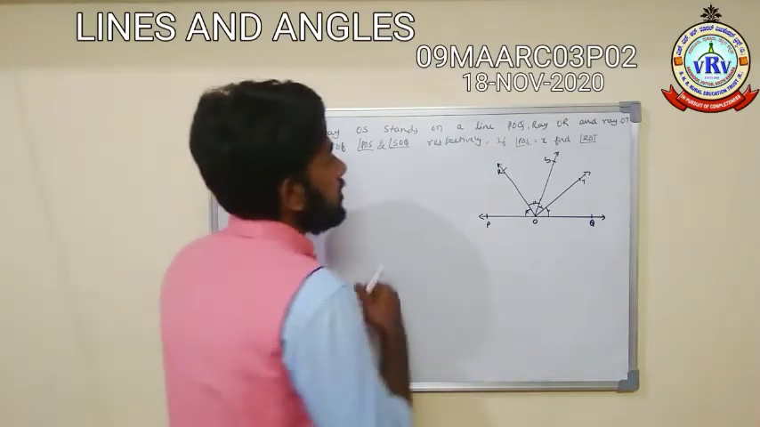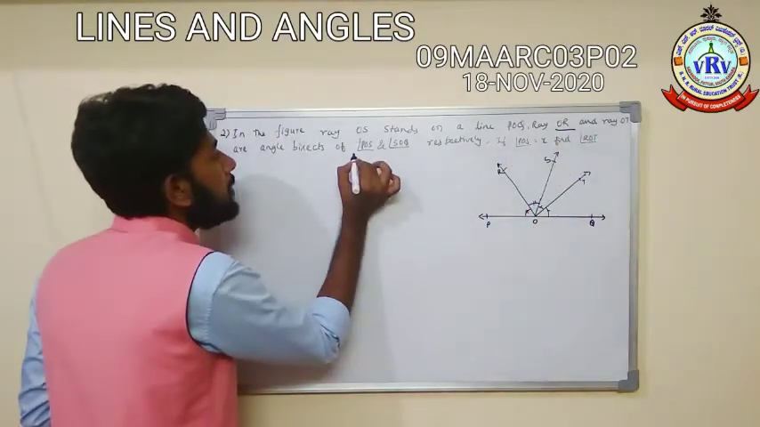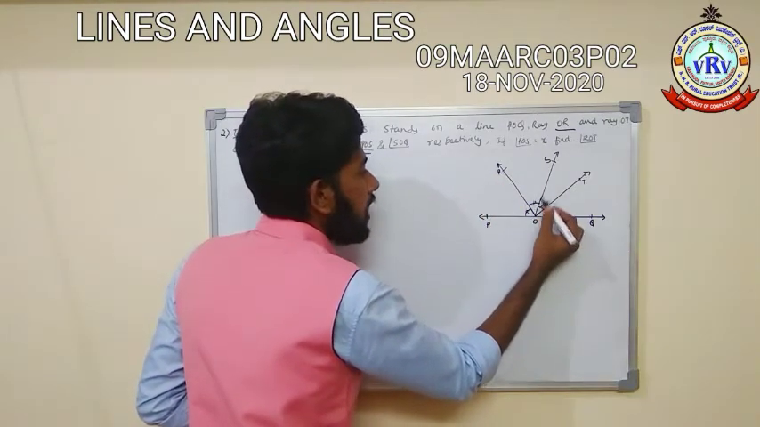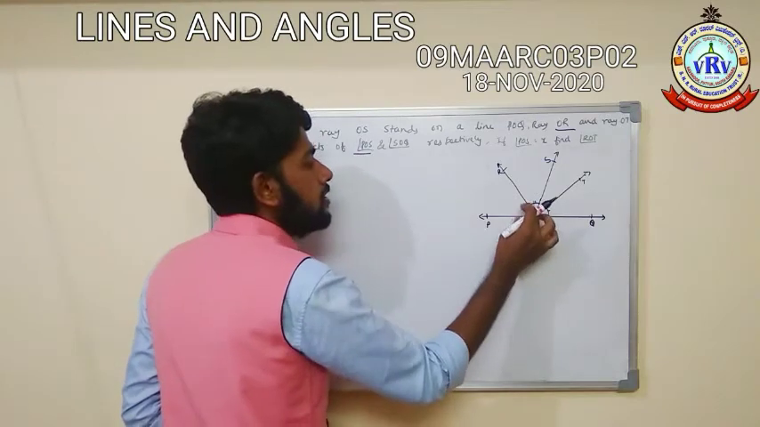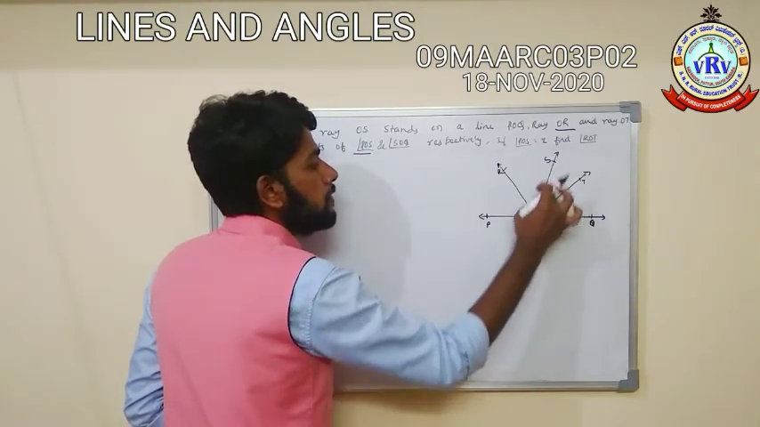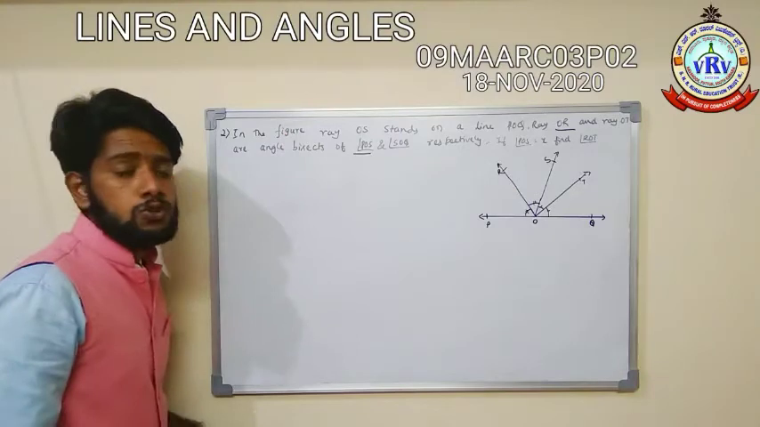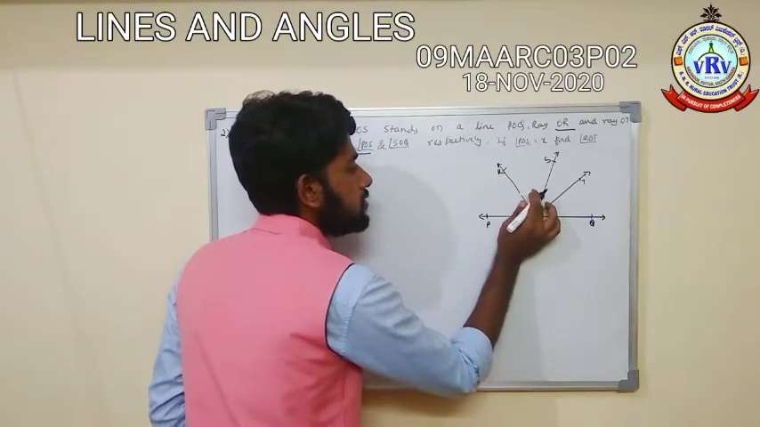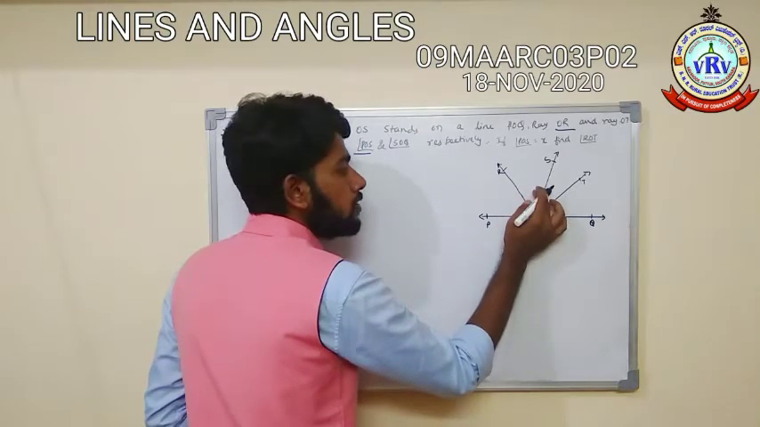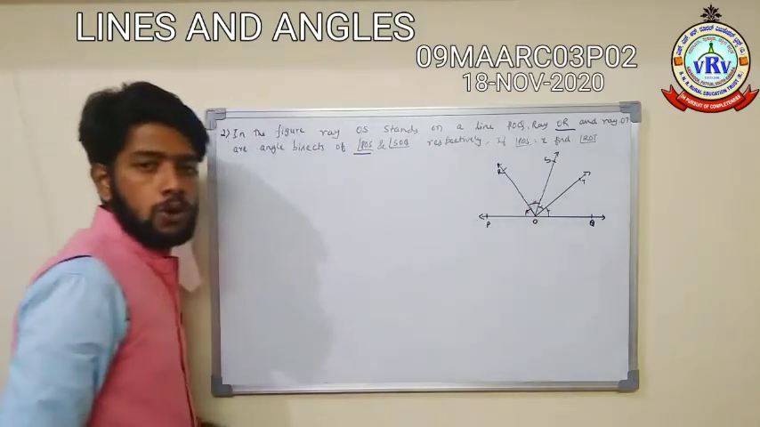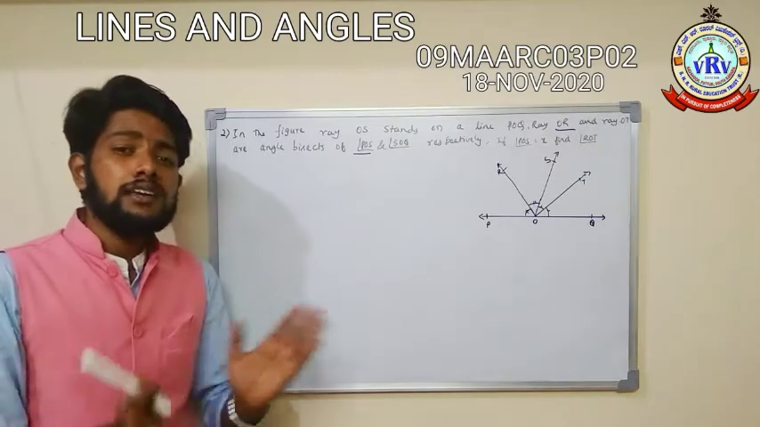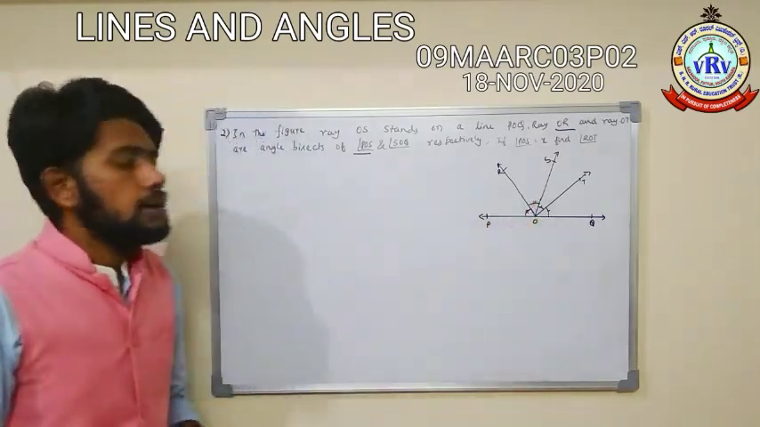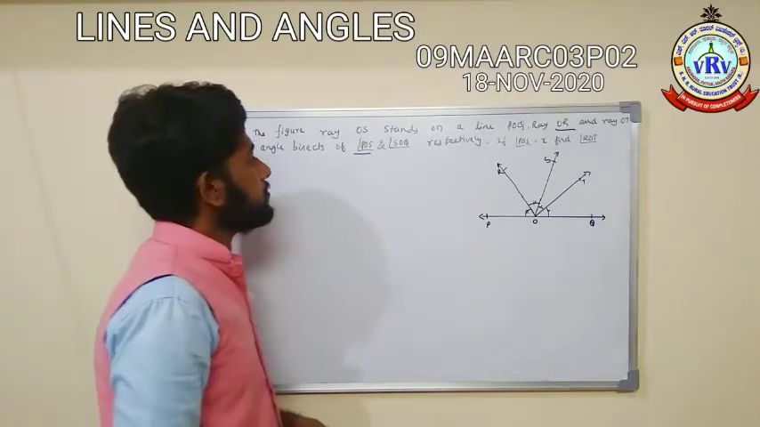Here they are given OR is the angle bisector of POS. This ray OR bisects the angle POS, or OR divides POS into exactly two parts. If it is equal to 10, then this is 5, this is 5. If it is equal to 40, this is 20, this is 20. So the angle is divided exactly into two, each exactly half of the original angle POS.